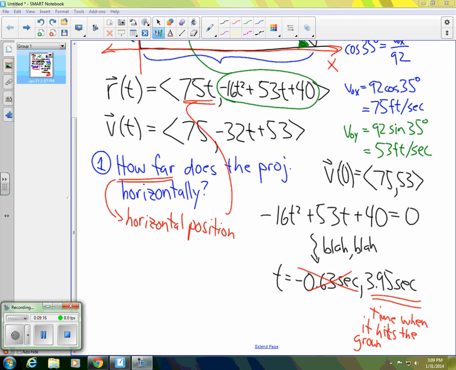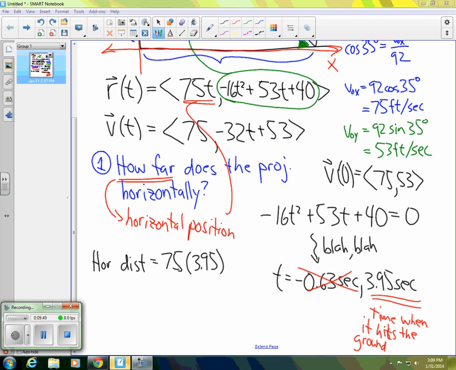All right, so let's see. What was the question we were trying to answer? The question was, how far does the projectile go horizontally? We recognize that that's a question about horizontal position, which is 75t. So we needed a time to put in there to multiply by 75. And so the horizontal distance is equal to 75 times the time we just got, which is 3.95. Okay, we multiply those together.